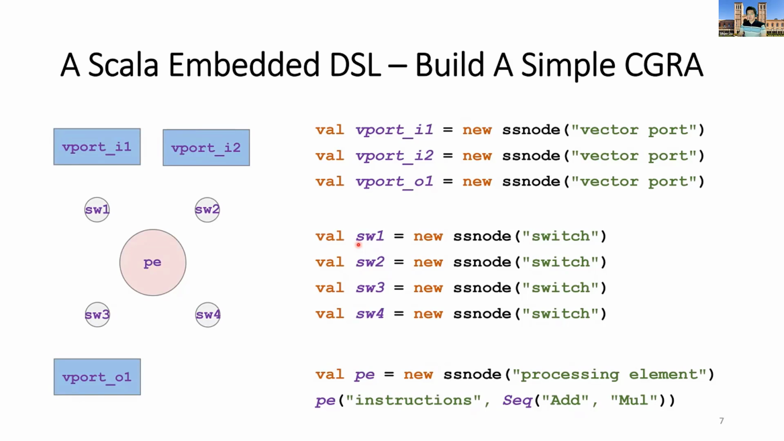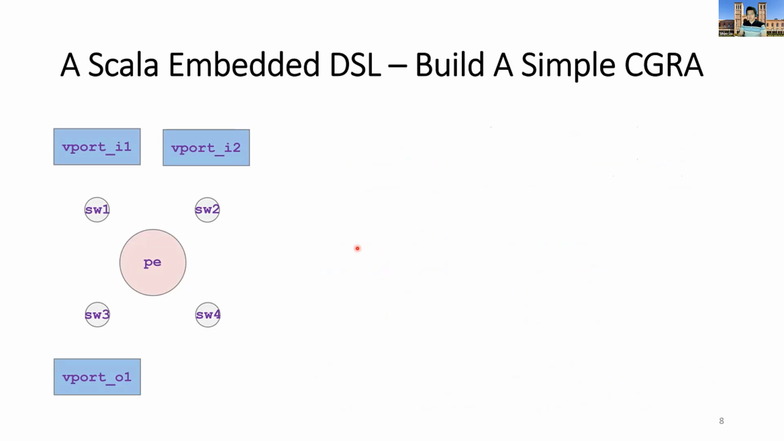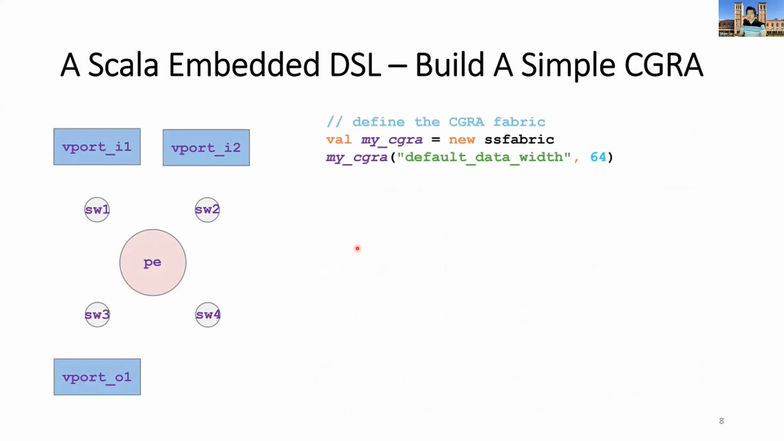Okay, cool. So this is how we define the hardware module in our CGRA, but we haven't connected them yet. So we need to build a connection, and the way to build the connection is also very easy. Before you do that, you need to define the overall name of your CGRA. You can write my CGRA and new SS fabric. SS means string specialized. So it's a computing fabric which has string specialized, and you can define some default value like the data width. We want to have a 64-bit CGRA, so you can write like this.